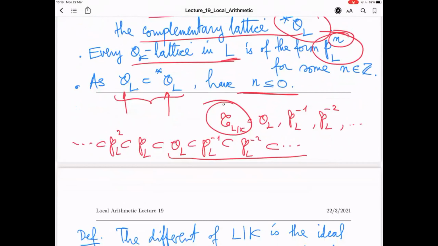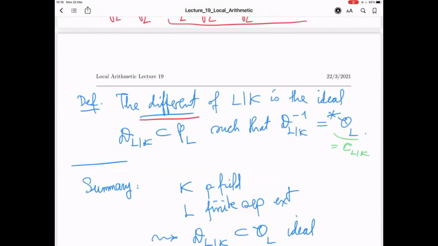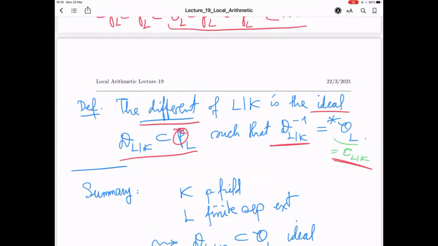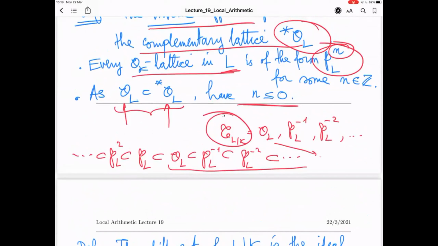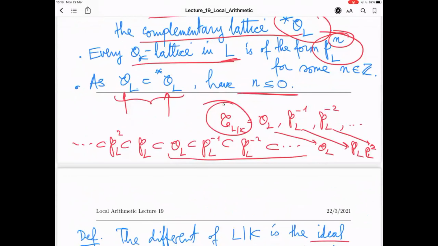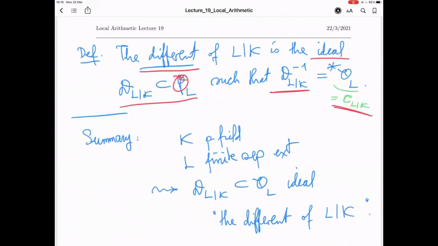And then the different is defined to be the ideal, it should be in OL, such that its inverse is the complementary lattice. So the inverse of OL is OL, the inverse of PL is PL inverse, the inverse of PL inverse is PL, the inverse of PL to the -2 is PL squared, and so on. So that is the different. It is an ideal of OL.